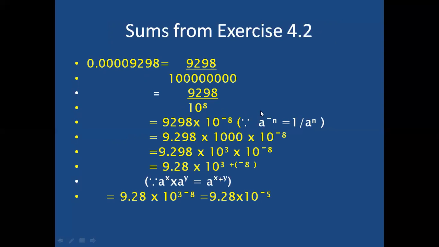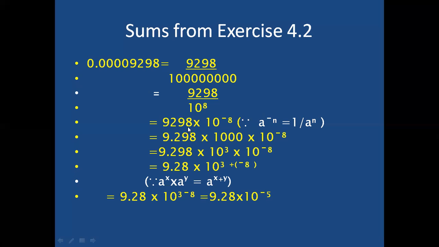Here we can use the law a power minus n is equal to 1 by a power n. You can represent this as 1 by 10 power 8, because 10 power 8 is in the denominator place. To write this in the numerator place, you have to convert this into 10 to the power of negative power by using the law 1 by a power n is equal to a power minus n. So 9298 into 10 to the power of minus 8.